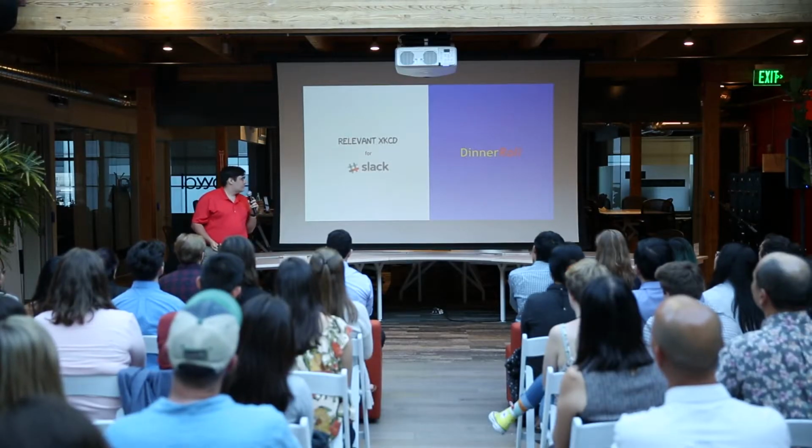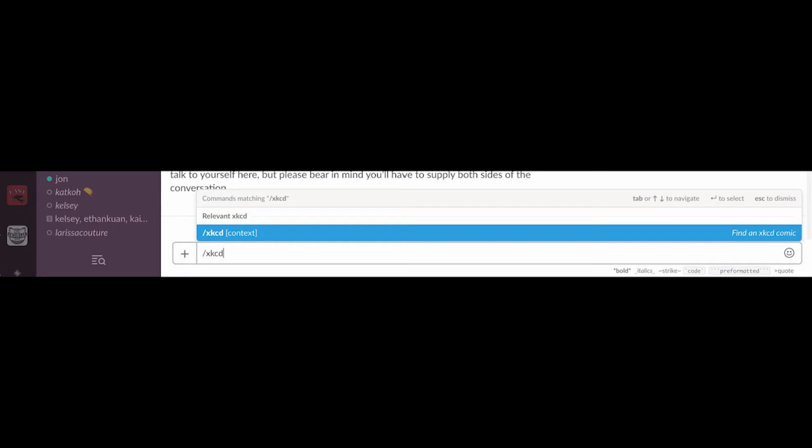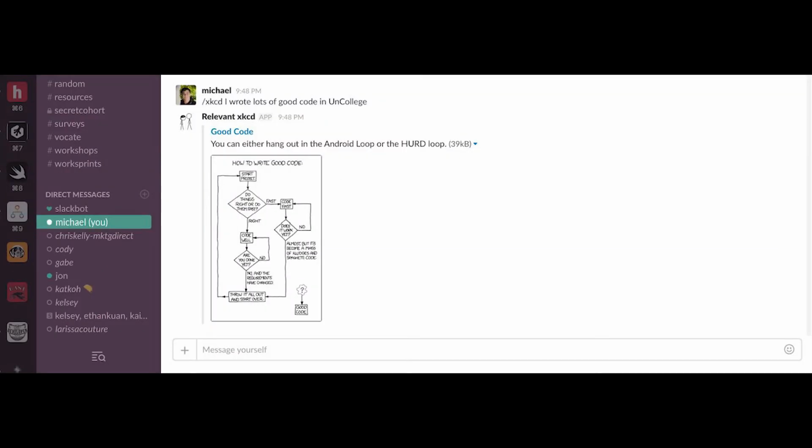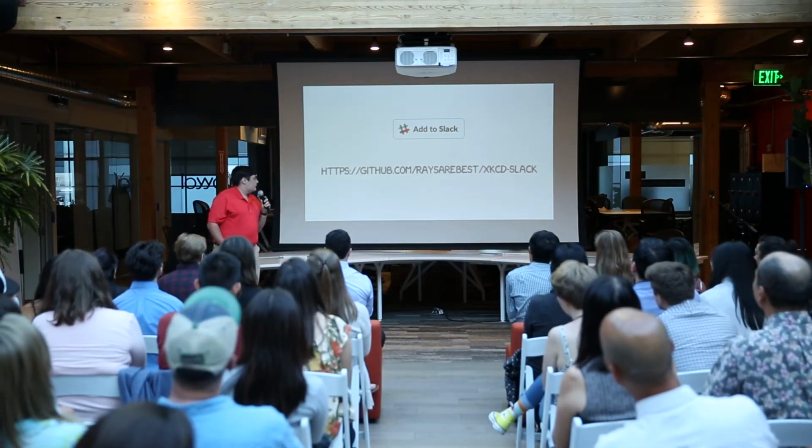The first one is called Relevant XKCD for Slack. There's a saying on the internet that there's a relevant XKCD comic for everything, and I made a Slack bot to prove it. All you have to do is type /XKCD. This works in any channel or DM, and a sentence for context, and it will give you an XKCD comic that is along the lines of what you were looking for. Now, it's not always perfect, so you get some funny results sometimes, but overall, it's a fun addition to any Slack team. You can add this to your Slack team today with the Add to Slack button on my GitHub page.